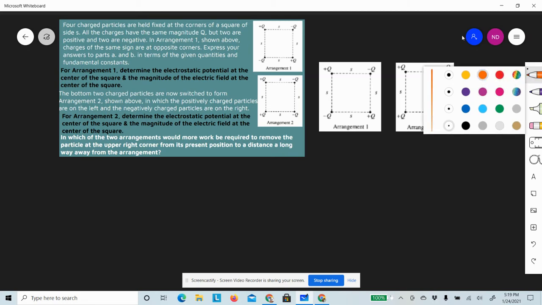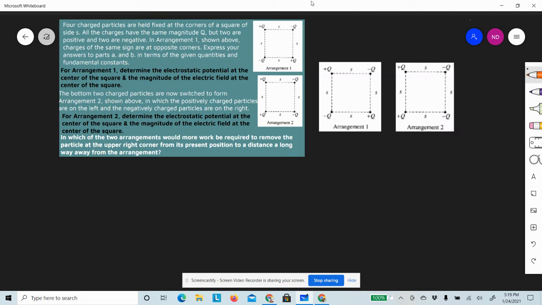Let's look at this. First thing we should do is assign some ideas here. I want to call the upper left corner charge 1, the upper right 2, lower left 3, and lower right 4. So 1, 2, 3, 4. Those are our charges. For arrangement number 1, determine the electrostatic potential in the center. So we want to know V there.